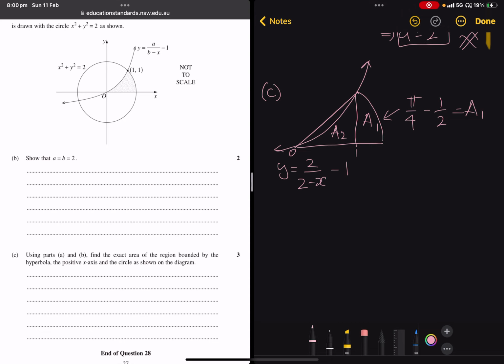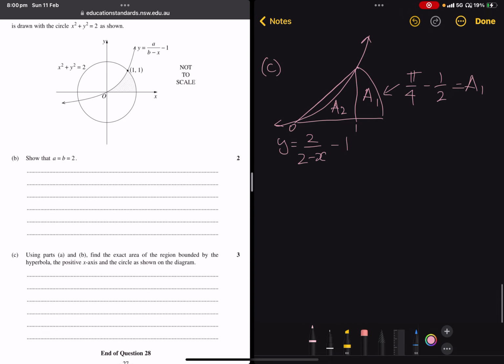This is A2. And we can do this using integrals. So A2 is going to be the integral from 0 to 1 of 2 on 2 minus x, minus 1 dx. Anything where the derivative is the numerator and the function is the denominator is going to be a logarithm. So this will be the natural logarithm of 2 minus x.